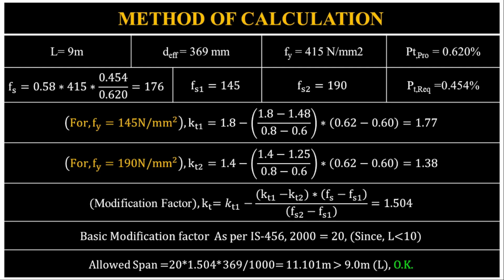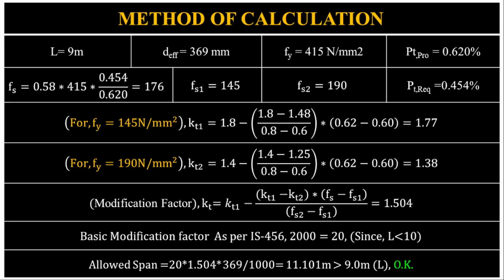We start with the given parameters. The span of the beam, denoted as L, is 9 meters. The effective depth of the beam, Deff, is 369 millimeters. The characteristic strength of the steel, Fy, is 415 newtons per square millimeter. And the actual percentage of tension steel provided, Pt pro, is 0.62%. The required percentage of tension steel, Pt req, calculated earlier, is 0.454%.